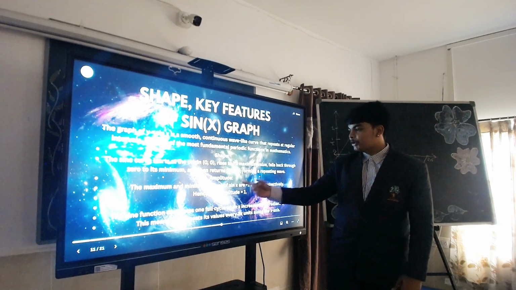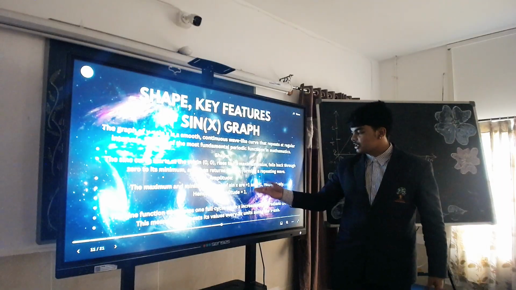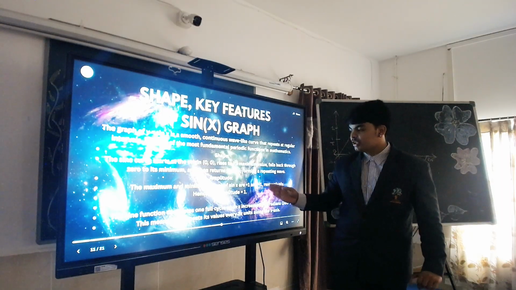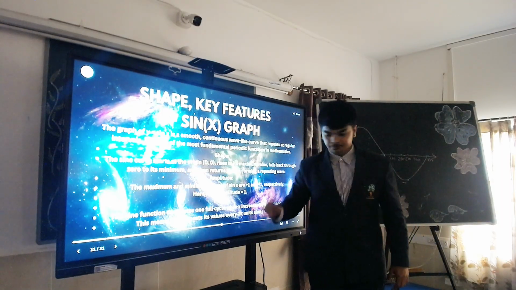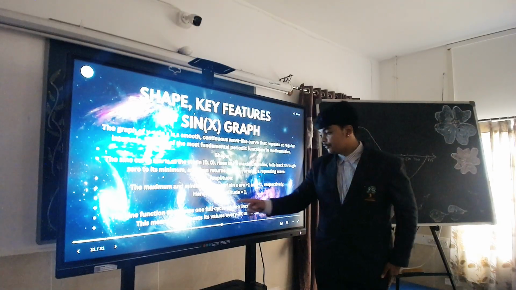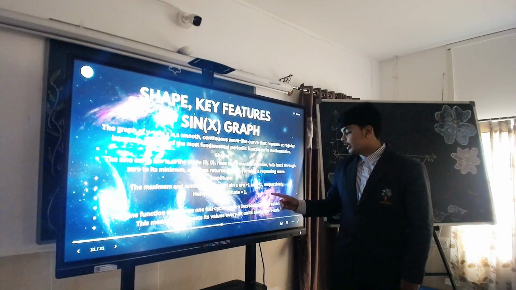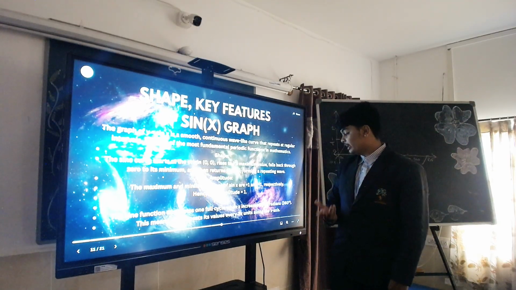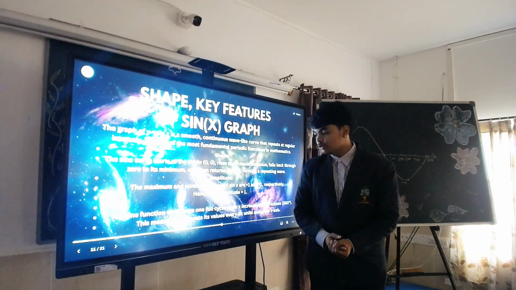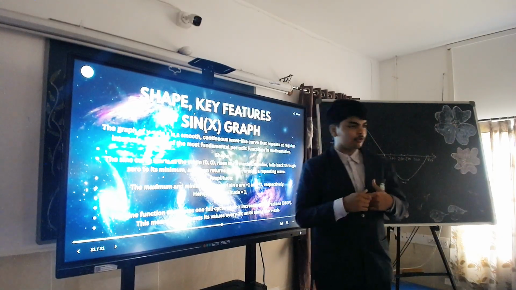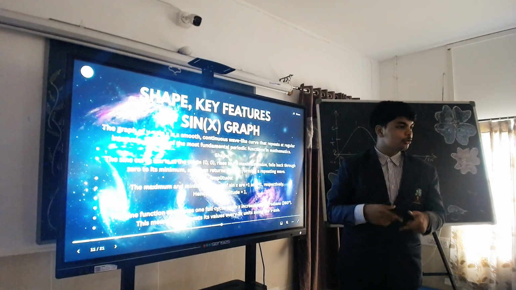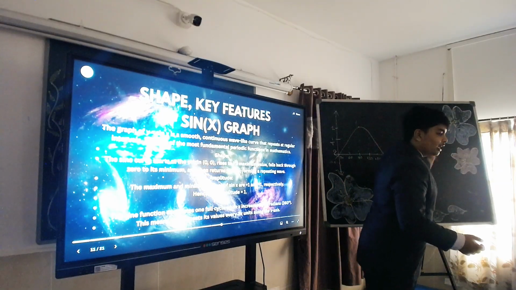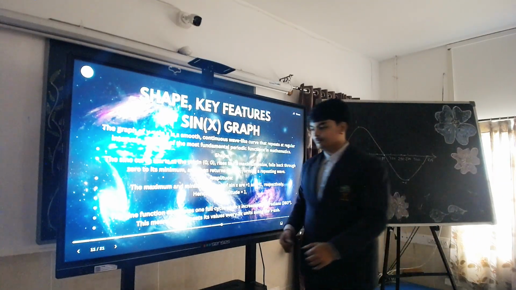So the amplitude: the maximum and minimum values of sin x are +1 and -1, hence the amplitude is 1. Then the period. The sine function completes one full cycle when x increases by 2 pi radians, that is 360 degrees. So the sin x graph repeats every 2 pi. Once it goes to 2 pi, again it continues and goes on.